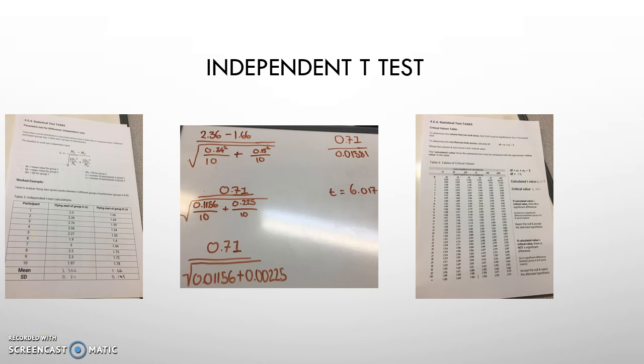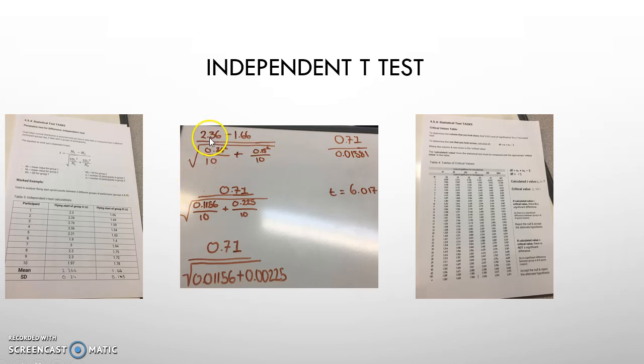As you can see on the left here, we've got the participant numbers, the flying start sprint group A second time, and then group B's time as well. And then we've got the mean here on both of them, then the standard deviation on both as well. We've also got how to work everything out up here. And then here we've got the actual working through it.